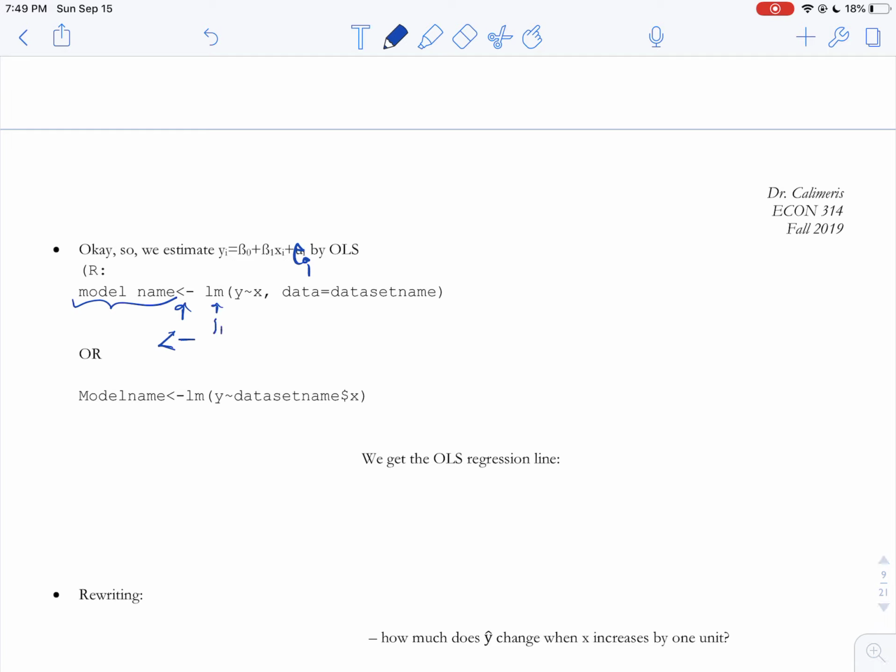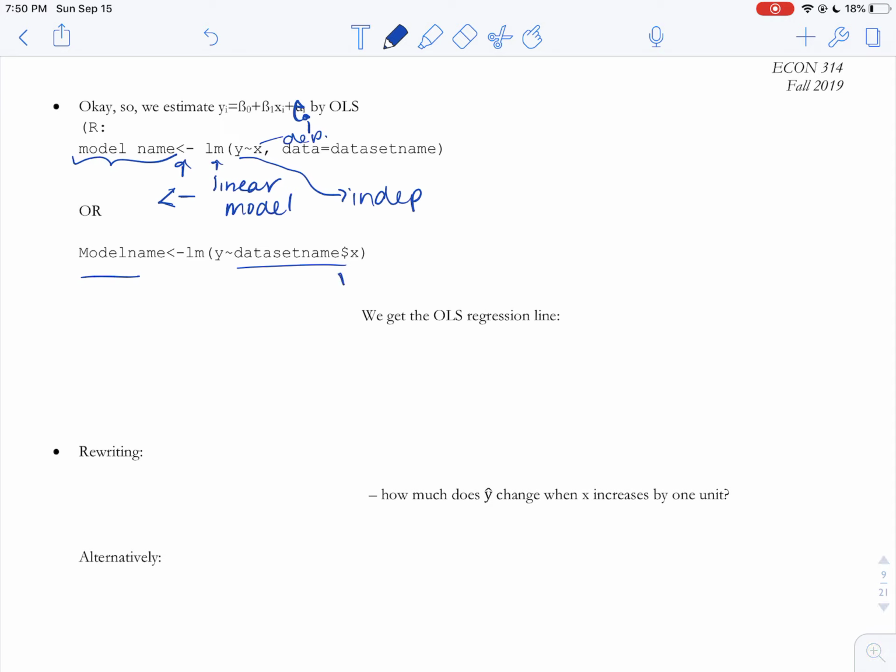lm stands for linear model. So that's why we say that. So it's a linear model. And y distributed x, right? Y tilde x, remember, so your y is your dependent variable. So you're going to put your dependent variable, and x is your independent variable. And then you can say, comma, data equals whatever data set name you're looking for. Or you can do your model name, linear model, y is distributed x. And then again, remember, we have this $ thing, and we can put the actual data set names in there.